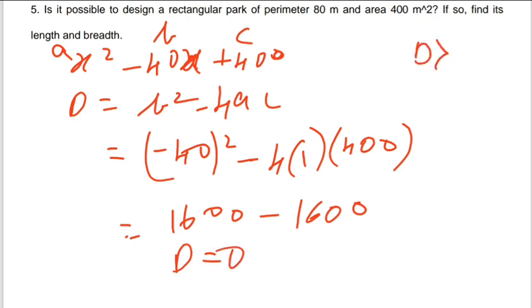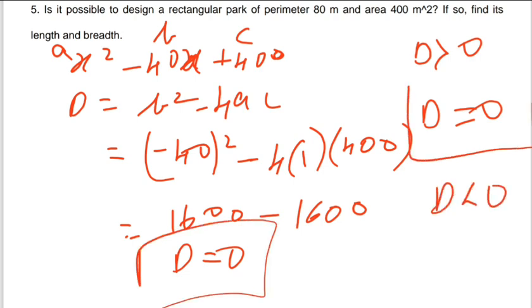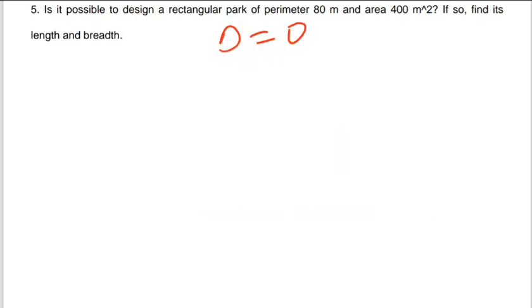The discriminant satisfies the second condition, that is D is equal to 0, which means there are two equal roots. Both roots have the same numeric value as well as the same sign. For finding equal roots when the discriminant is equal to 0, we use this formula: x is equal to minus b by 2a.